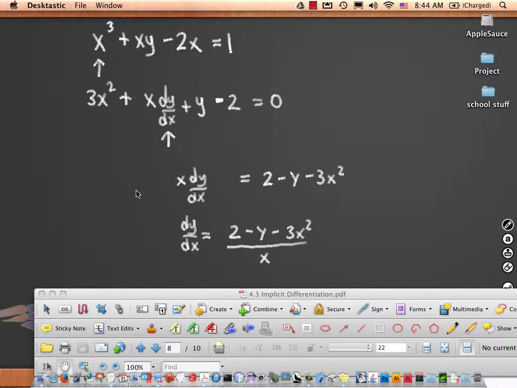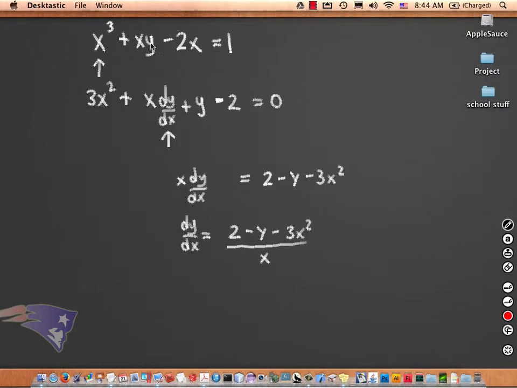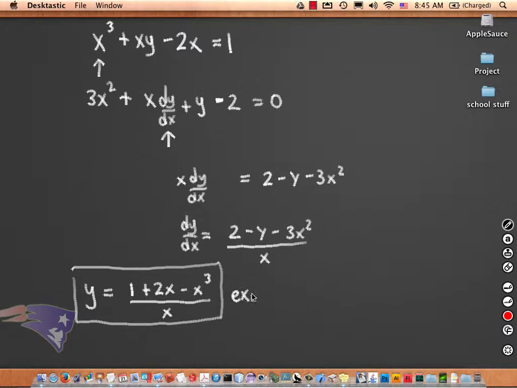And that's part A. And then let's find the explicit. So we have to solve for y here. We add 2x over, and we subtract x cubed and divide by x. So y as a function of x is 1 plus 2x minus x cubed, all over x. That's y as a function of x. So this right here, David, we would call the explicit. We would call that the explicit.